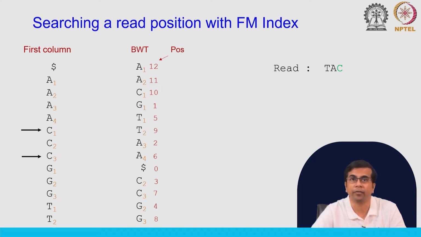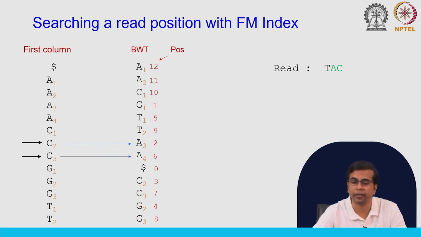So, we were searching for A. Only for these two, C2 and C3, do we have A before C. This means we are narrowing down our choices further, to those rows where we see A before C, because in the read we have A before C. All right, so this is the next step. Once we have done this, we will use the principle of last-first mapping.